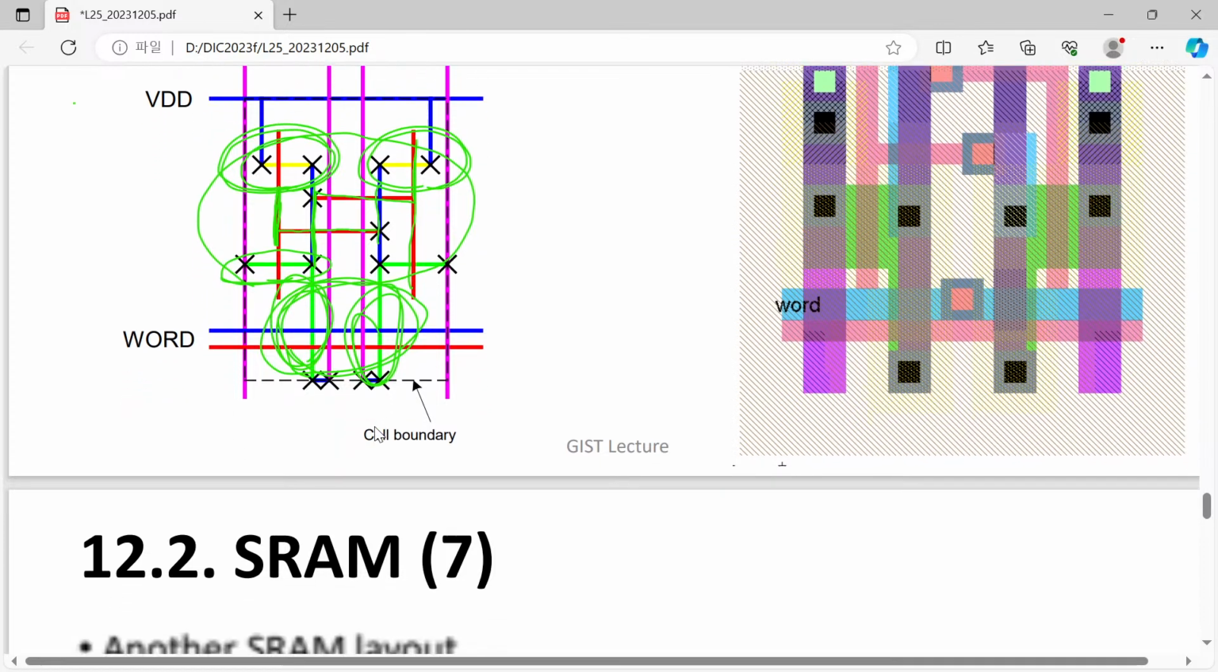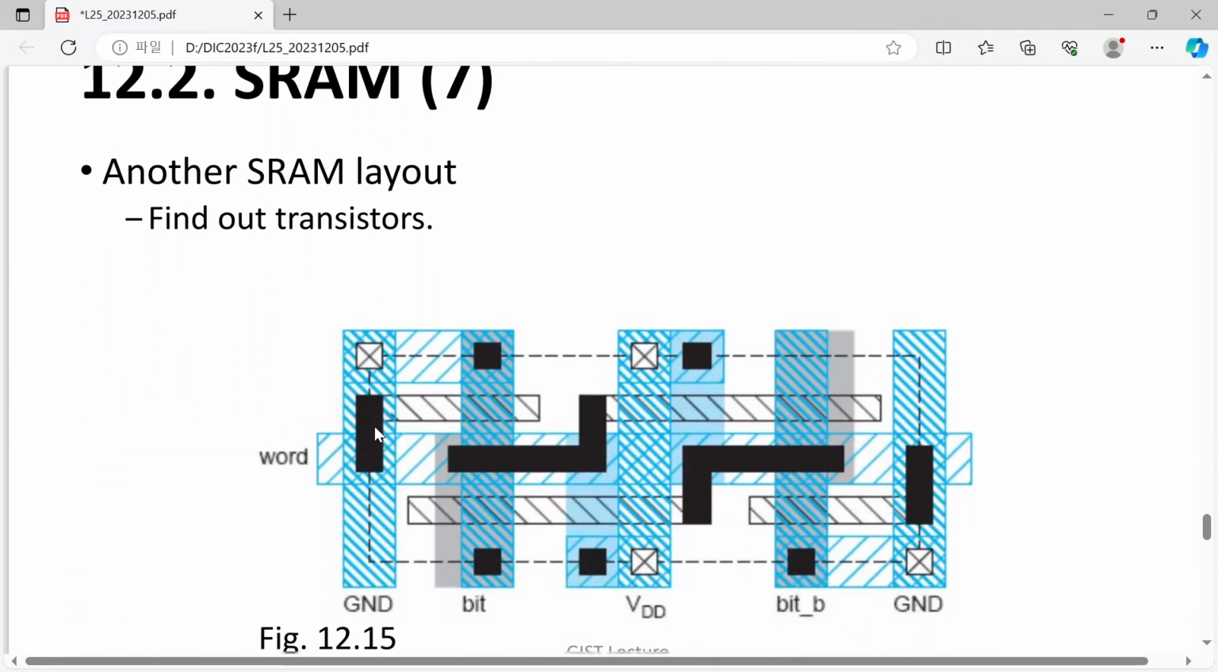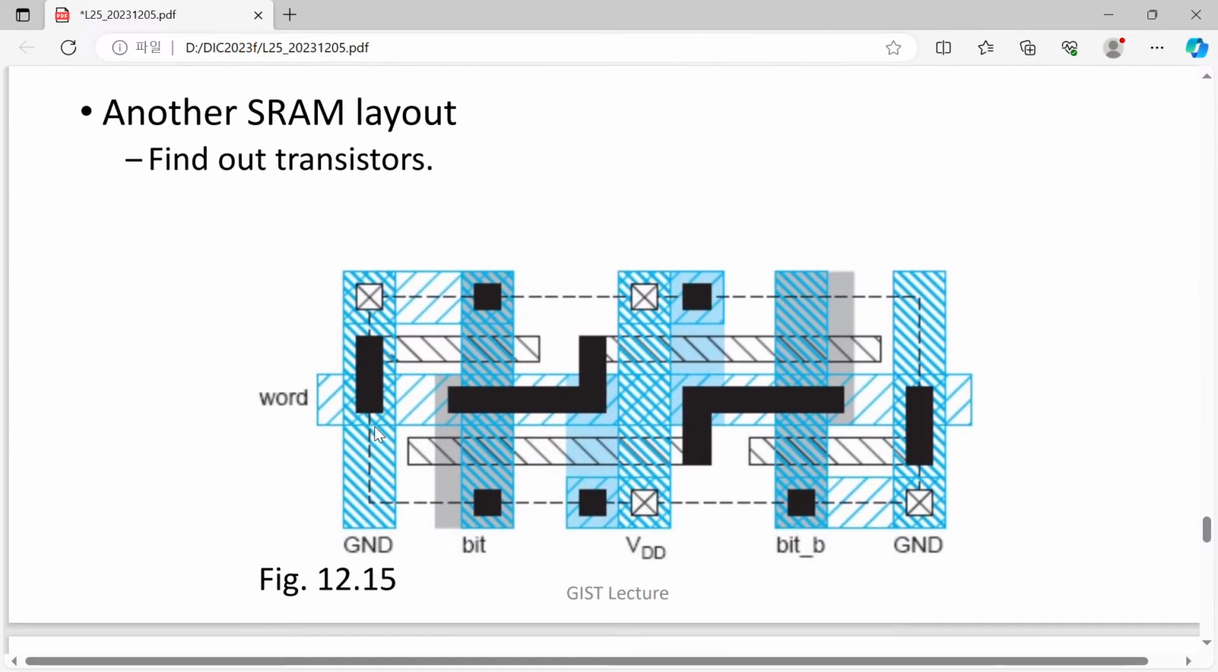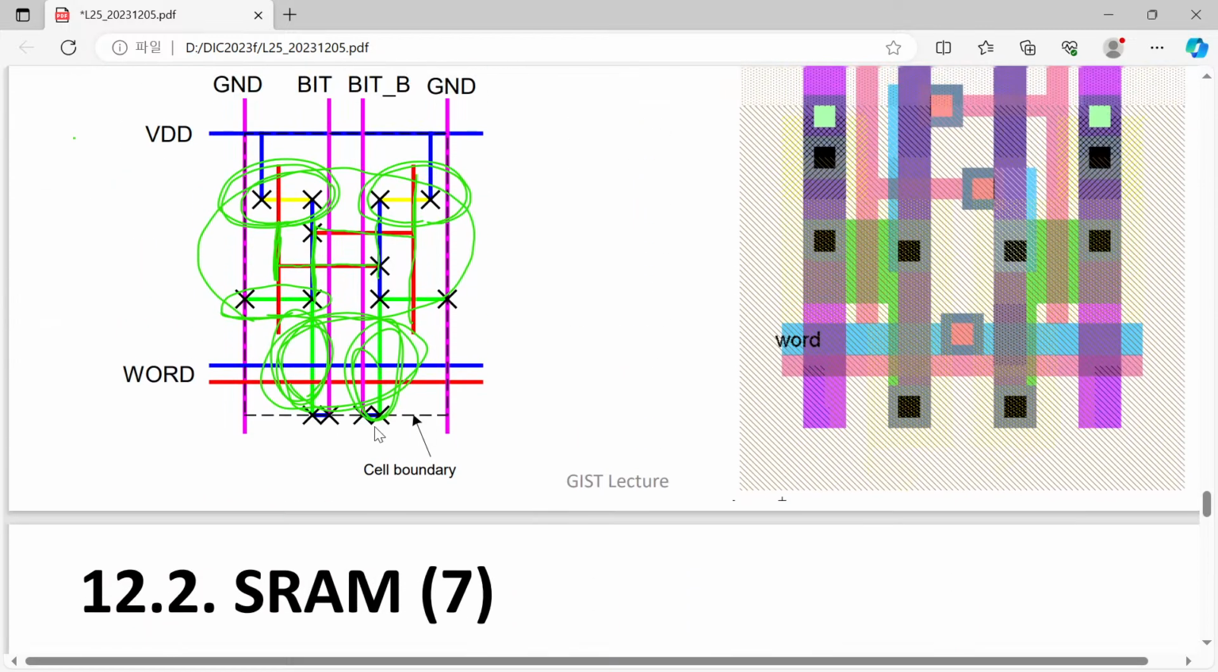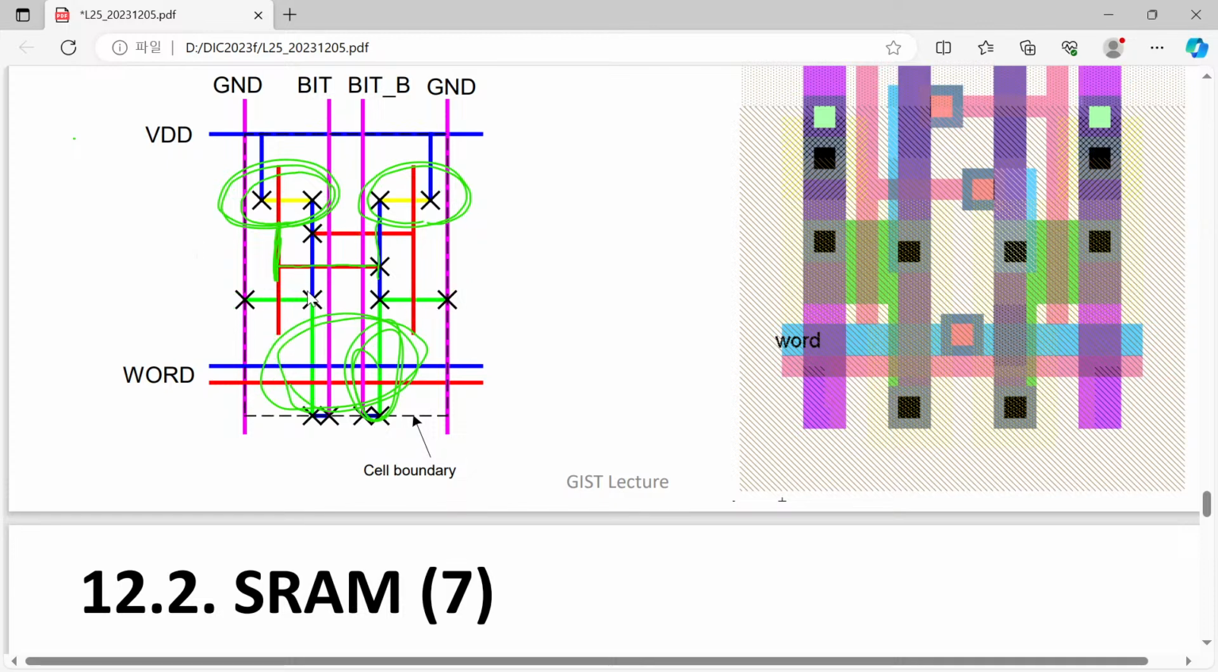Please have a look at your layout, and this is another SRAM layout. The main difficulty of this layout is, please have a look at this green line here. You have a green line.